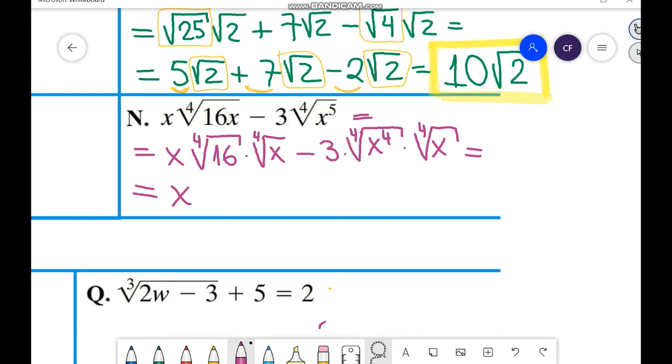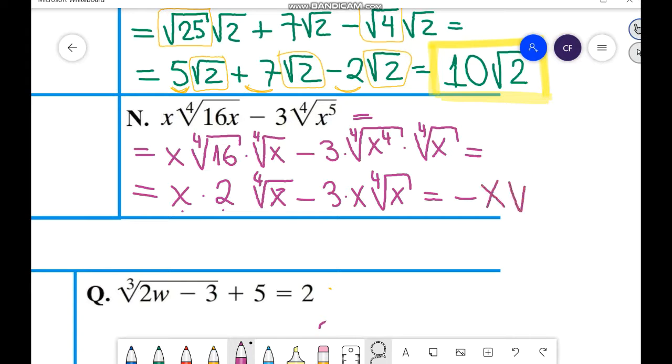x times the 4th root of 16. This we can simplify. It's going to be 2, right? The 4th root of 16 is 2. But this one we cannot, just keep it like it is, the 4th root of x. Cannot simplify at all. 3 times the 4th root of x to the 4th, yes, we can simplify, it is x times the 4th root of x. And then we have 2 times x minus 3 times x, negative x, the 4th root of x is the right answer.